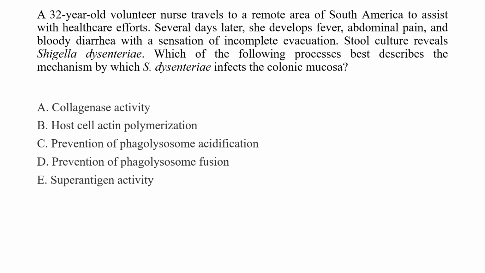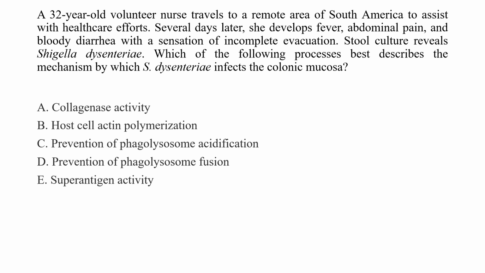A 32-year-old volunteer nurse travels to a remote area of South America to assist with healthcare efforts. Several days later, she develops fever, abdominal pain, and bloody diarrhea with a sensation of incomplete evacuation. Stool culture reveals Shigella dysenteriae. Which of the following processes best describes the mechanism by which Shigella dysenteriae infects the colonic mucosa?